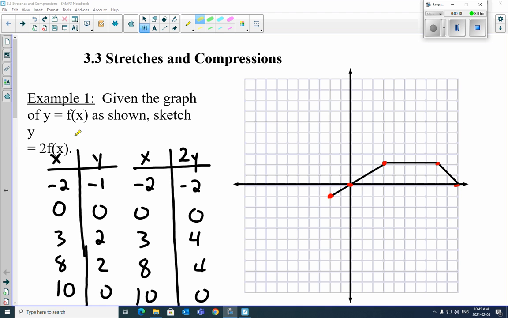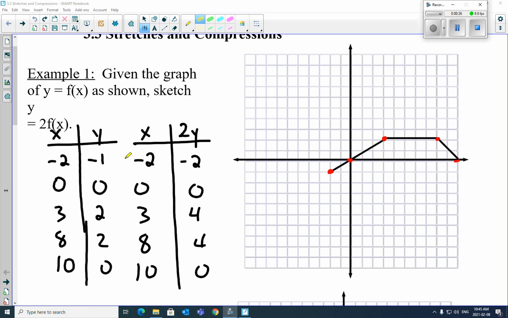Sketch y equals 2f of x. So basically what we're doing is we're taking all the y values and multiplying them by 2. So here's the original point. So -2, -1, 0, so you can see that. Now, the x values don't change. All we do is we take the y values and multiply them by 2. So -1 becomes -2, 0 becomes 0, 2 becomes 4.